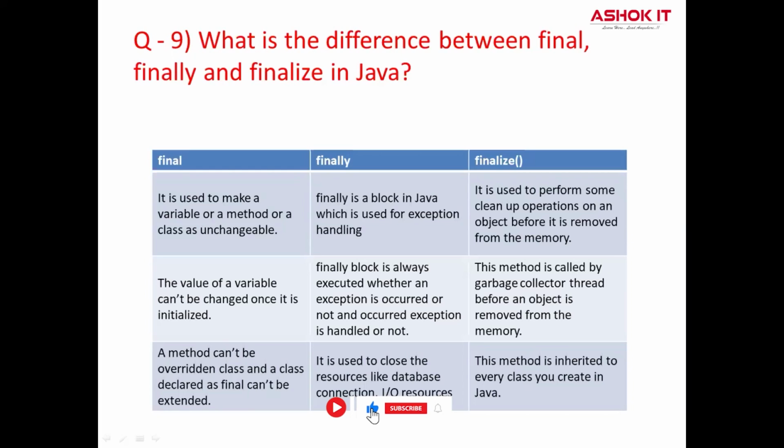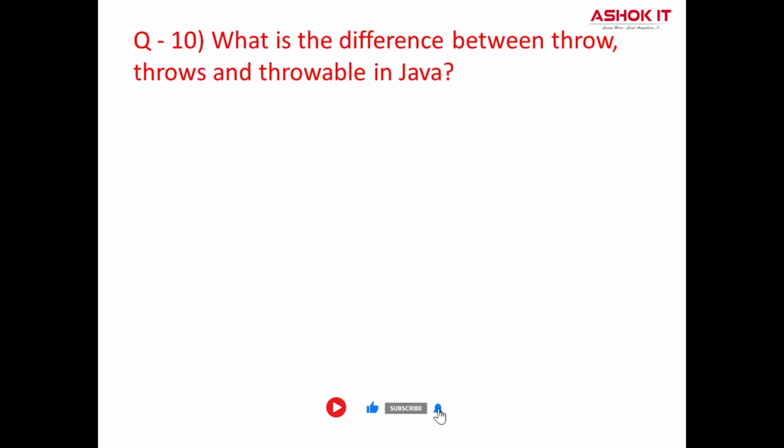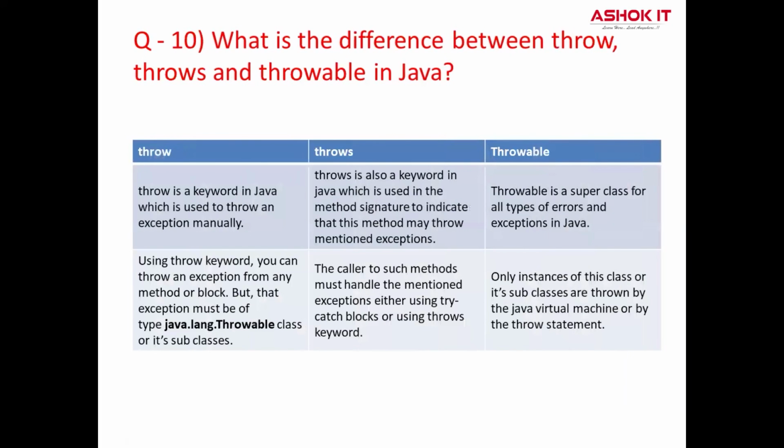Question number 10. What is the difference between throw, throws, and throwable? Throw is a keyword in Java which is used to throw an exception manually, whereas the throws keyword in Java is used in the method signature to indicate that this method may throw an exception. And throwable is what? It is a superclass for all exception classes. It is the base class in that hierarchy.